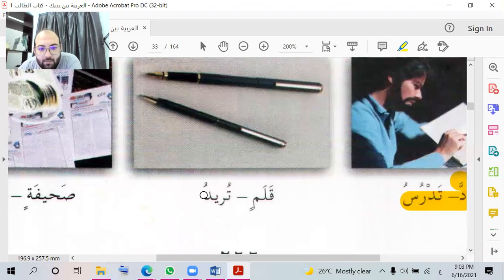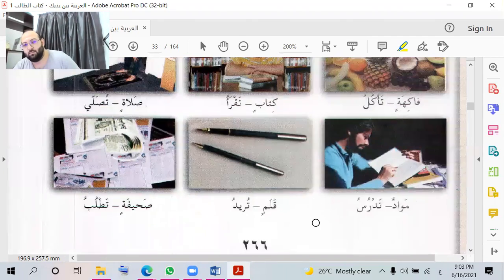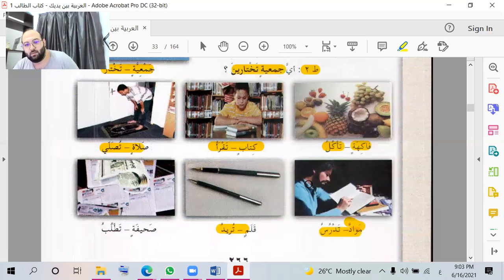Ustaz Amin: أي قلم تريد؟ Yes, for female, أي قلم تريدين؟ ما شاء الله. What is the meaning of تريد? No, Ustaz Amin. What is the meaning of تريد?